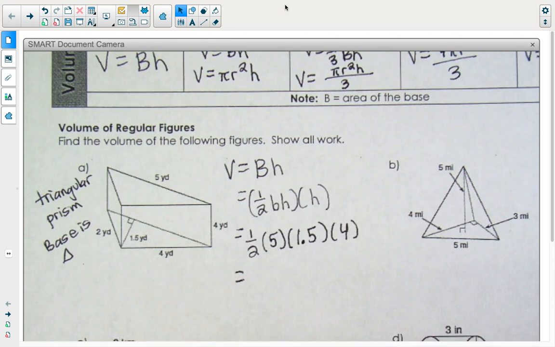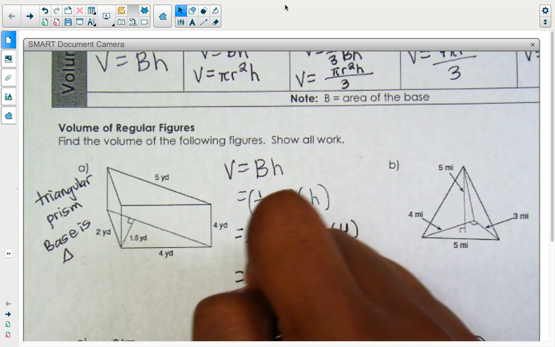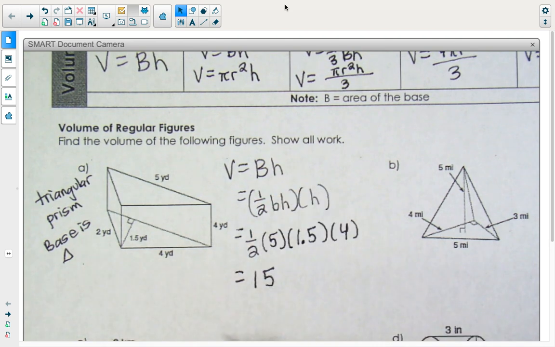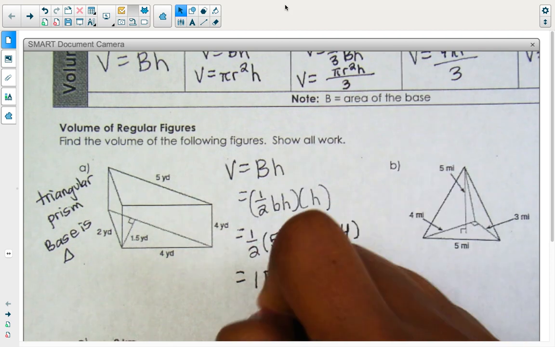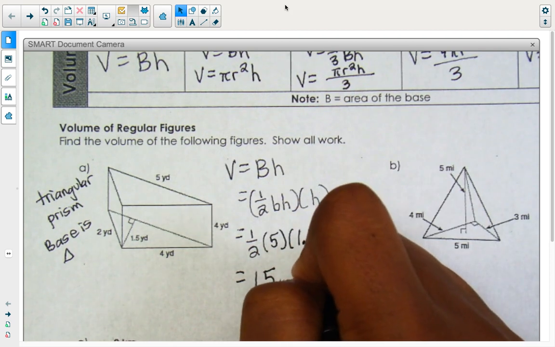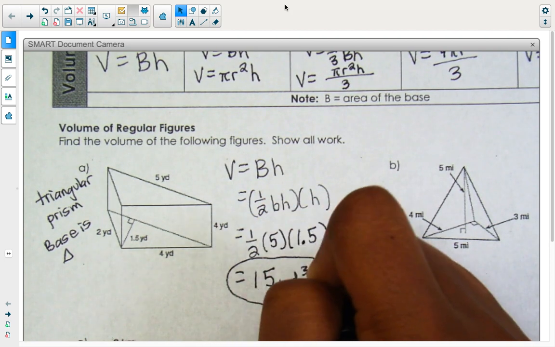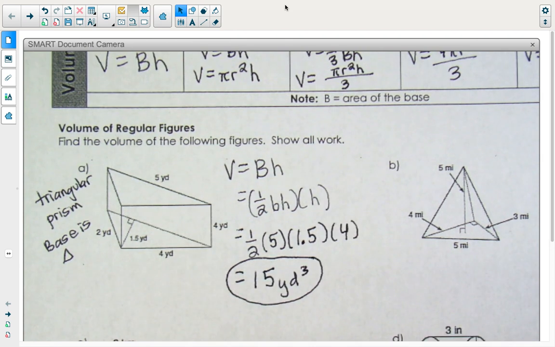You can type all that into some sort of graphing tool, Desmos, whatever floats your boat. I got 15. And it's important to put our measurements, our units. So this is yards cubed. So that's number one. So it asks us to find the volume of this figure. It's a triangular prism. The base is a triangle. That helped me figure out that it's 1/2 base times height. We substitute our numbers in, and we got 15 yards cubed. So 15 cubic yards.